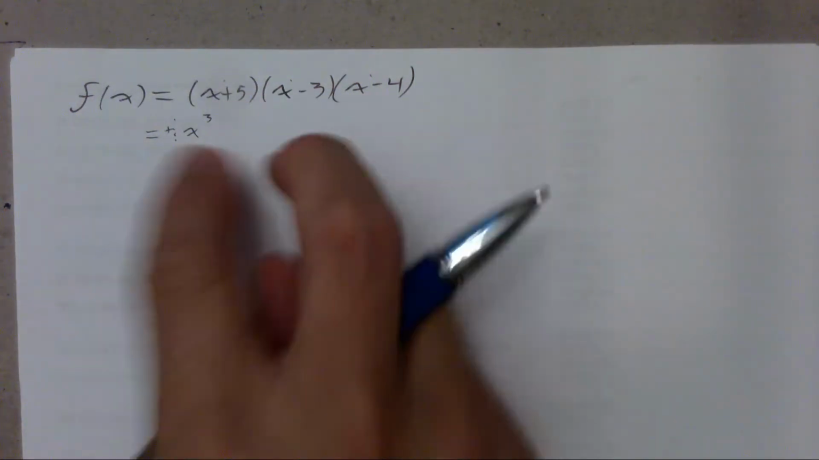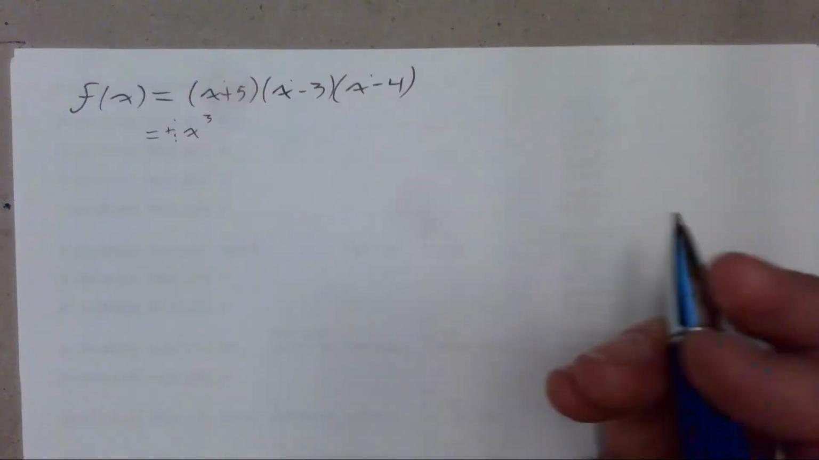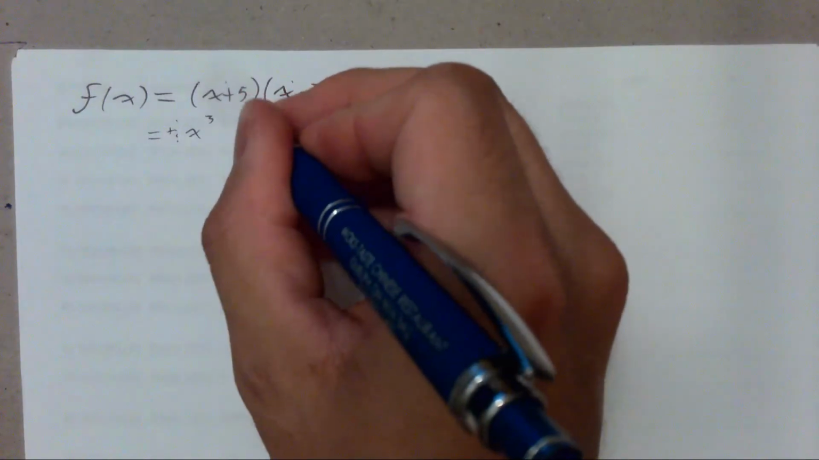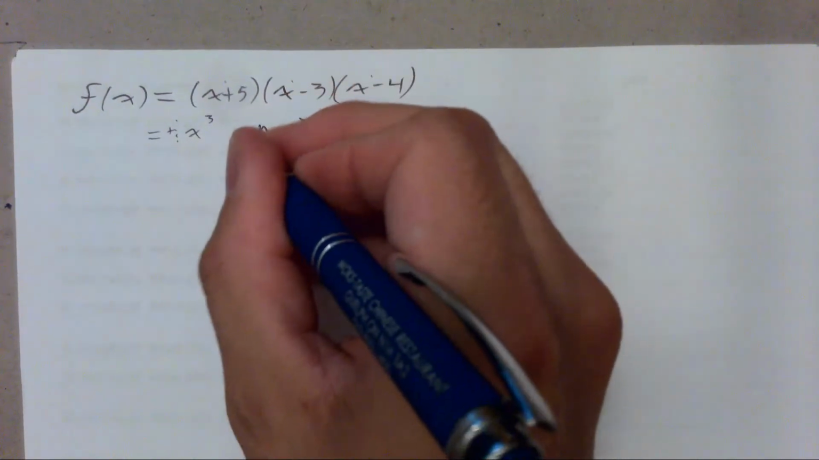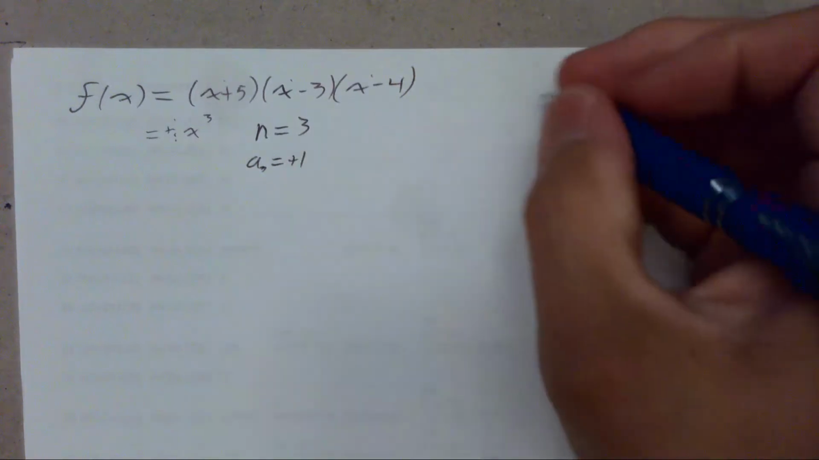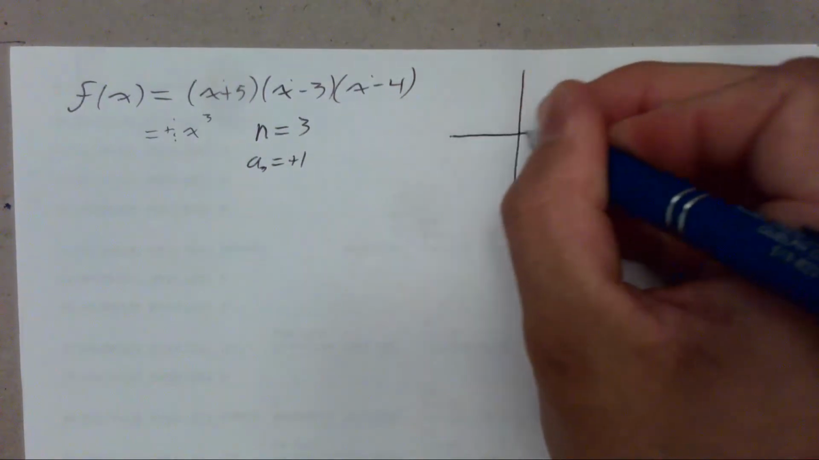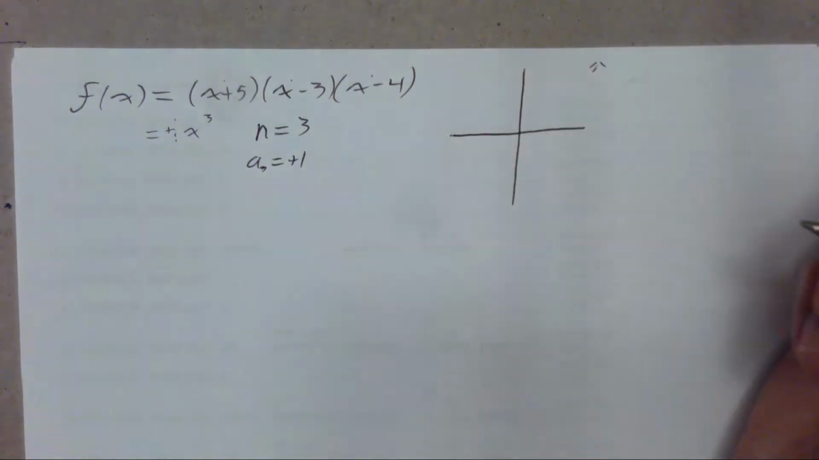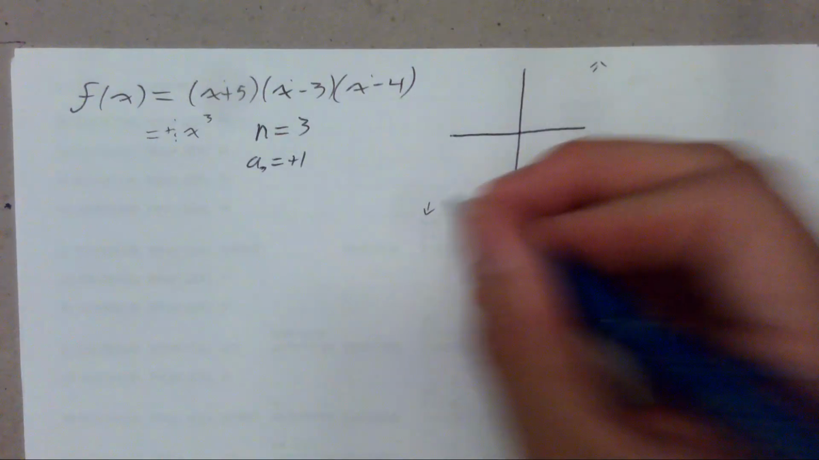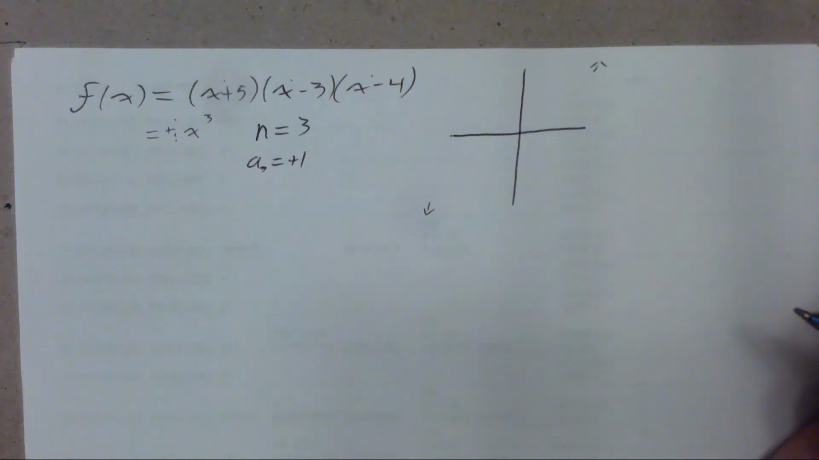I don't want this in standard form. Factored form is by far more desirable here. Okay, so I know that my degree is 3 and that my leading coefficient is positive 1. We start with the leading coefficient. With a positive leading coefficient, we're going to have right positive end behavior. And with an odd exponent, we're going to have opposite end behavior. Okay.